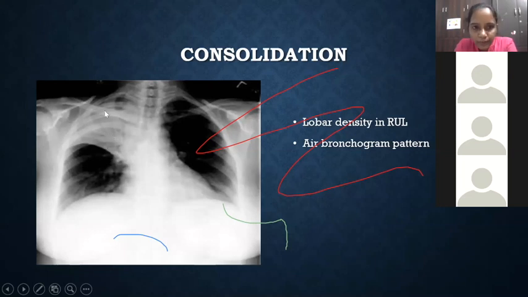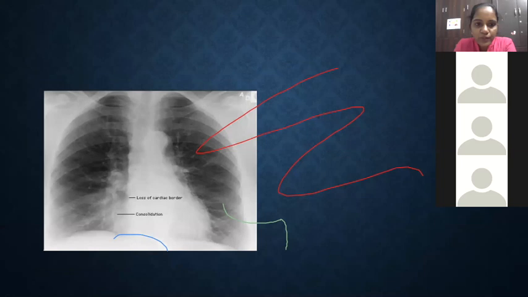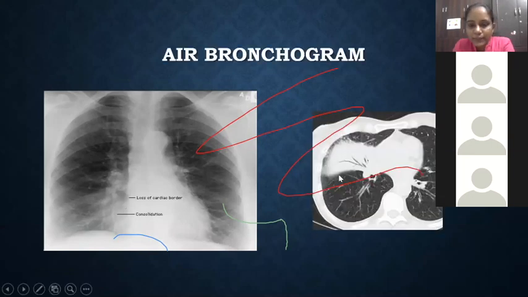The air bronchogram pattern is an extension of the silhouette sign, where there will be fluid in the alveoli and it will be lined by the air in the bronchi. So here there is no shift of the mediastinum also. This is another picture of a lower lobe consolidation, where there is a merging of the right heart border and the right lower lobe. So this is the loss of silhouette sign, which can be appreciated. This is a CT picture where we can clearly appreciate the air bronchogram pattern. These are fluid-filled alveoli and air-lined bronchi.